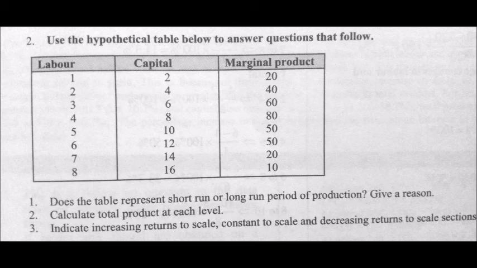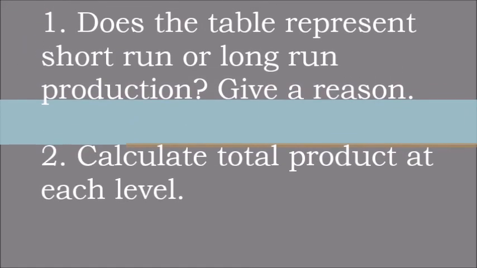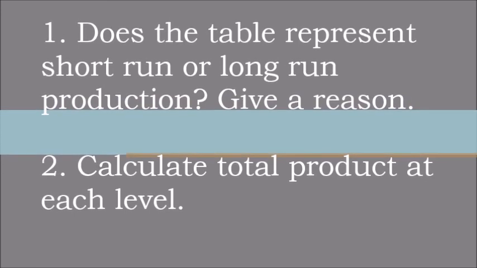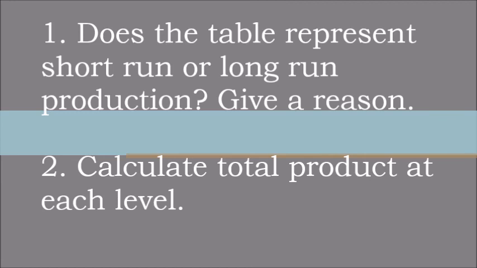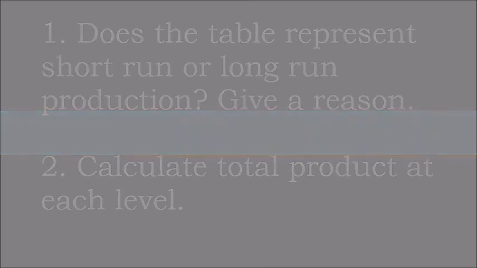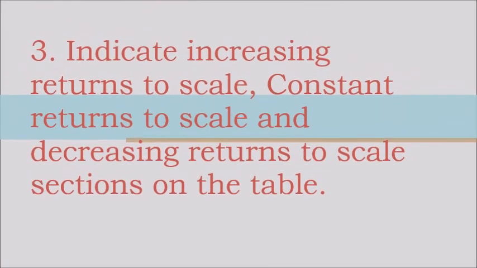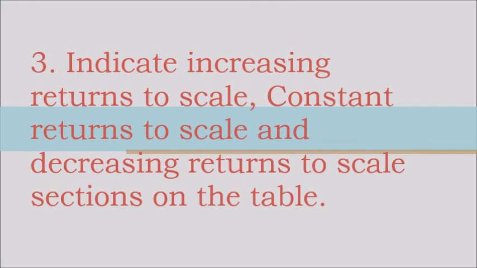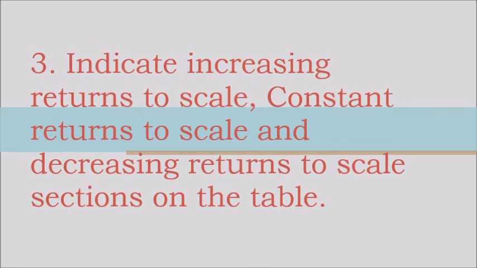Now let's look at the questions below. 1. Does the table represent short run or long run period of production? Give a reason. 2. Calculate total products at each level. 3. Indicate increasing returns to scale, constant returns to scale, and decreasing returns to scale sections on the table. Now the solution.